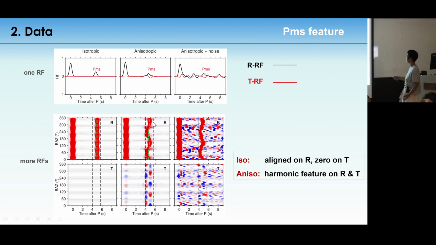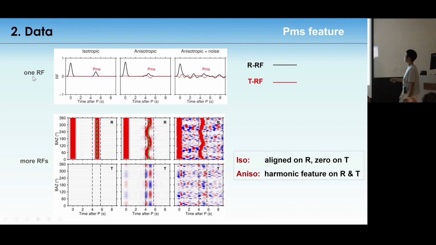The typical feature for an anisotropic crust is that the delay time and the energy of the Ps vary periodically with respect to the back azimuth. And again, on the T component, the energy of the Ps is not 0 anymore, and it also varies periodically here. This one is the same as this anisotropic crust part, but we added some random noise.